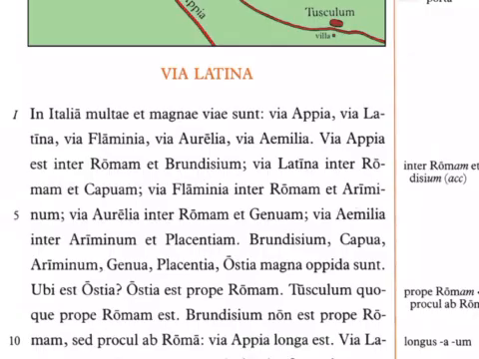Via Aurelia inter Romam et Genuam. The Aurelian way between Rome and Genoa. Via Aemilia inter Ariminum et Placentia. The Aemilian way is between Rimini and Piacenza. Placentia in Roman times is the modern Piacenza. Brundisium, Capua, Ariminum, Genua, Placentia, Ostia, Magna Opera sunt. They're all big towns, Magna Opera. Brundisium's a big town, Capua, Rimini, Genoa, Placentia, modern Piacenza again, and Ostia are all big towns.